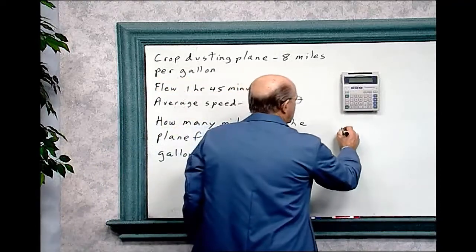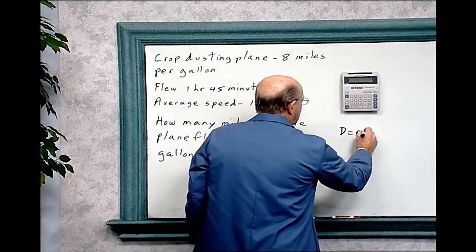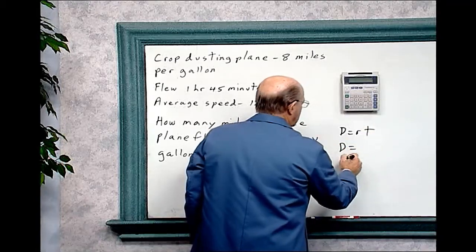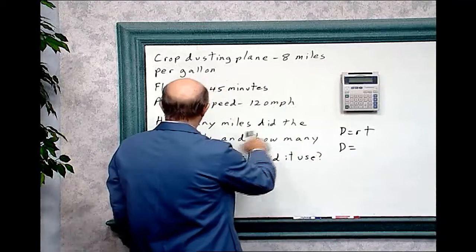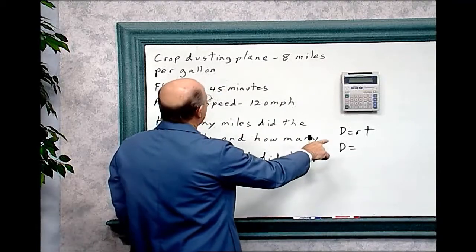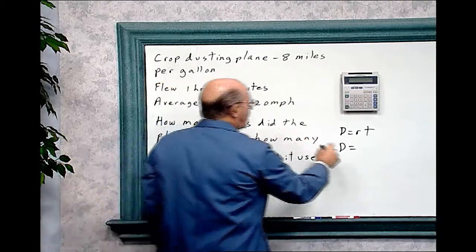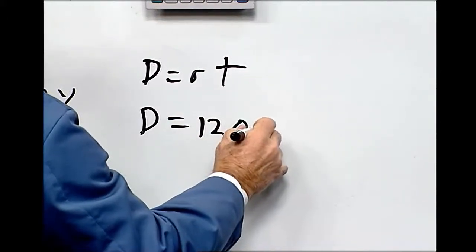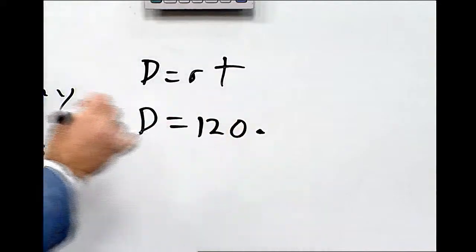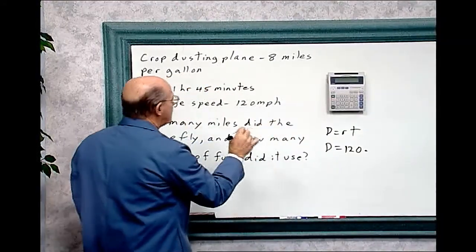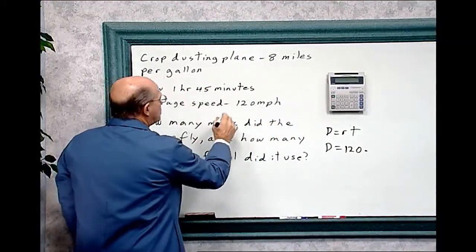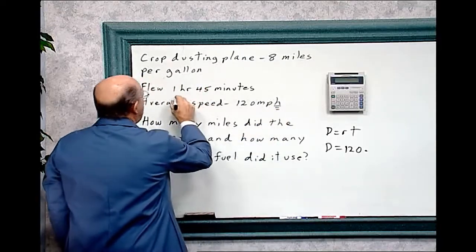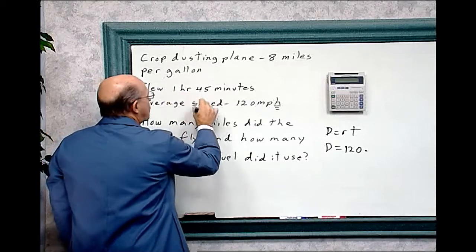So that's distance equals rate times time. Distance equals, that's what we want to find out, how many miles did the plane fly? So the rate is 120 miles per hour times the time. Now we got a problem with the time because, notice it's miles per hour, but we have the time in 1 hour and 45 minutes.